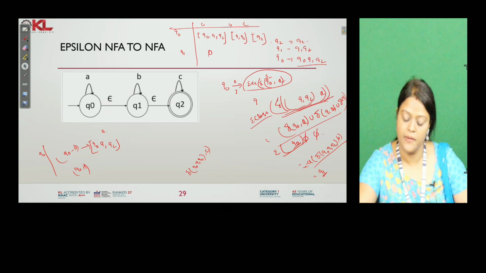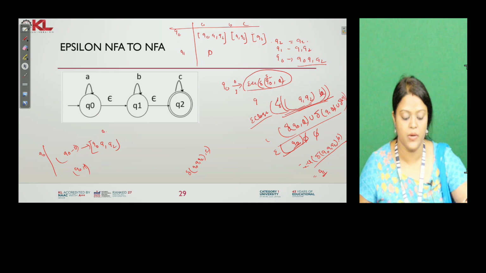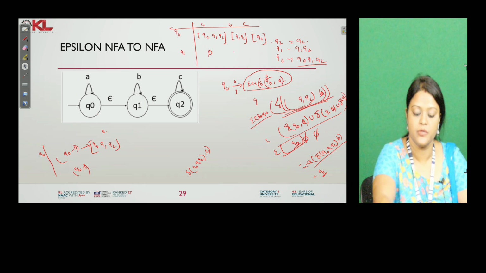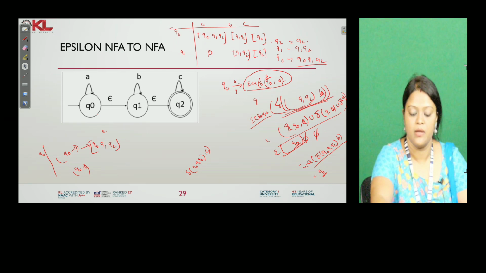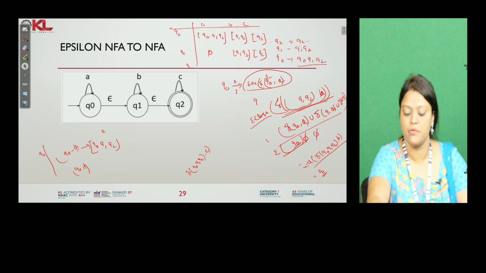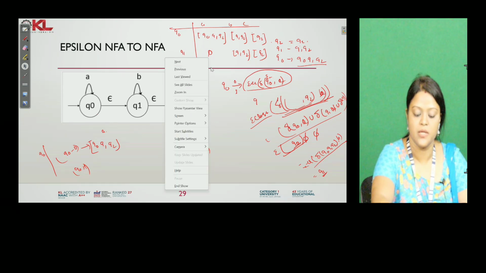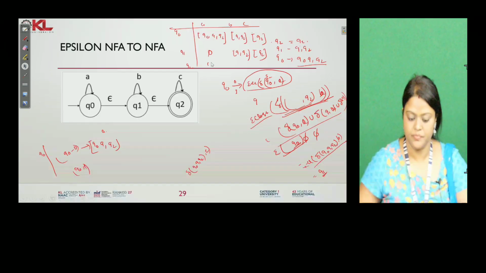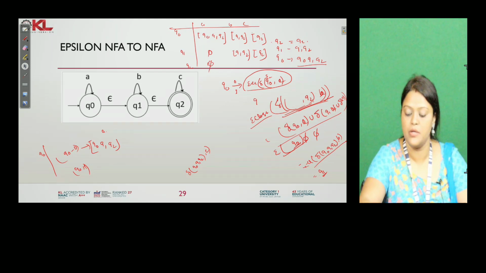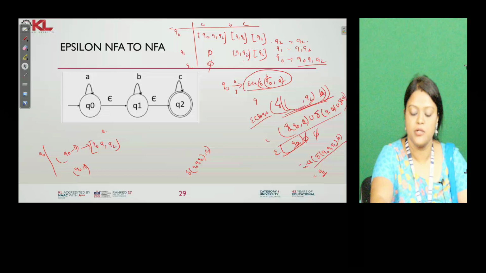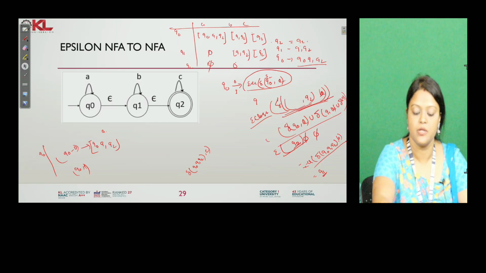And for Q1, Q2 with B, we will have Q1 only. So for Q1 again we have to check Q1, Q2, and for C it will be Q2. Now for Q2, it is only itself, so we don't need to check other strings. So Q2 with A we don't have anything, that's why you can put epsilon. Here for Q2 with B also we will be going to only Q2, that's why no option and Q2. So these are the states that we got.